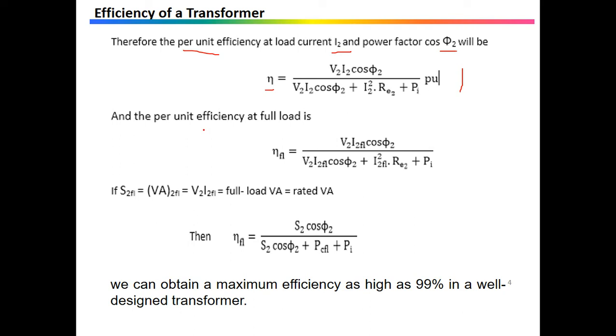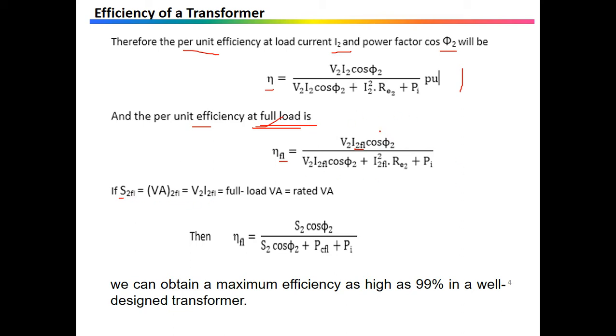Similarly, if we are interested in the per unit efficiency at full load, please focus on the basic fundamental difference between this and the previous one. Here we are taking the efficiency in the full load term, so we write the efficiency with FL in subscript, representing full load efficiency, and we put I2FL, which is the full load current in the secondary. The formula converts to this form, and if we suppose this volt-ampere is represented by S2FL, FL stands for full load.